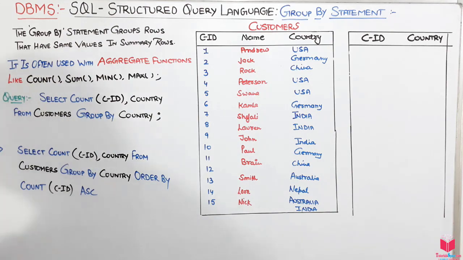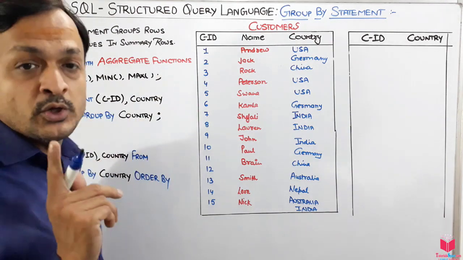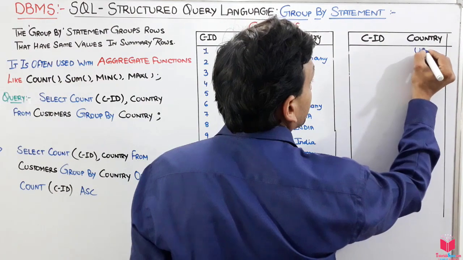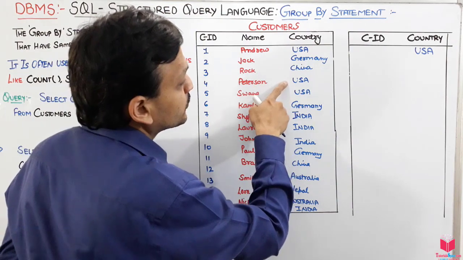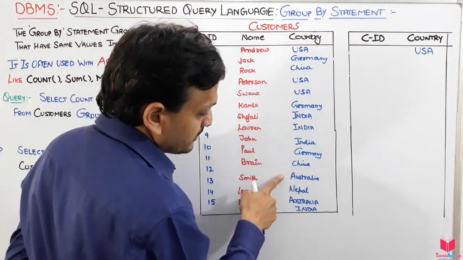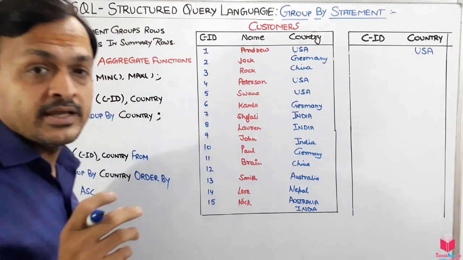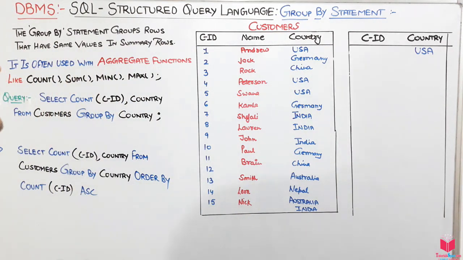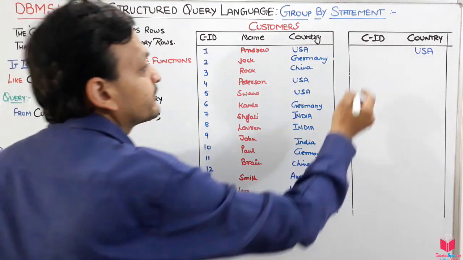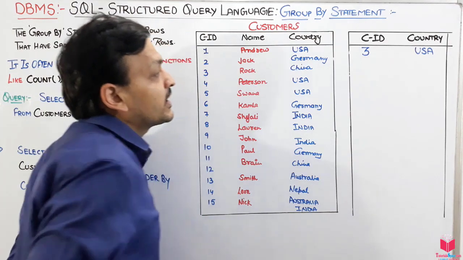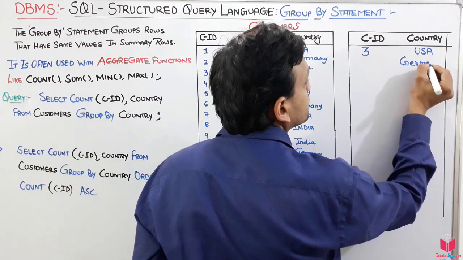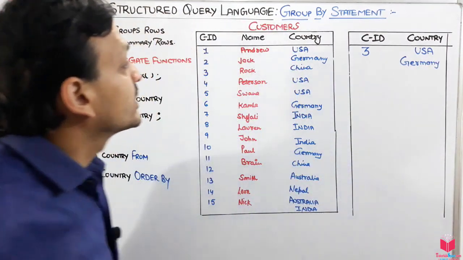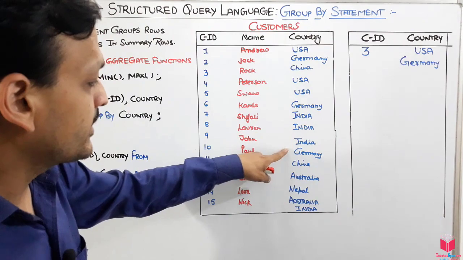First we write USA. Let's count how many USA: 1, 2, 3. Three values, that means there are 3 CIDs, 3 customers who belong to the country USA. After that we will take Germany. Let's count it: 1, 2, 3, it will be 3.